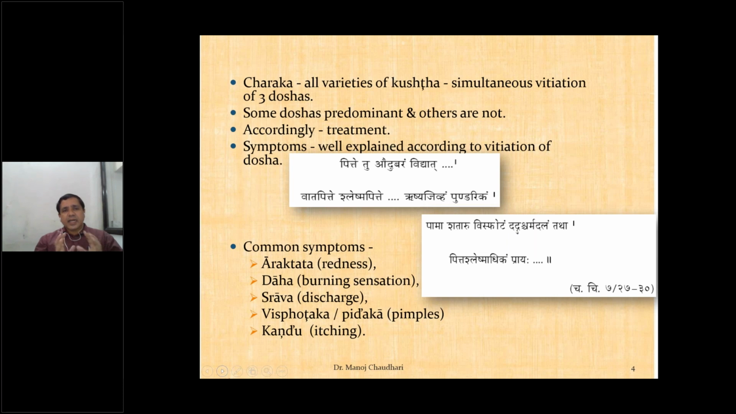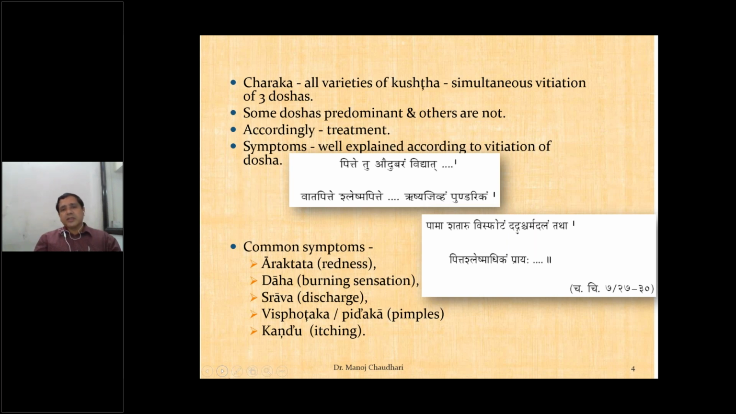Now see, just at a glance, we are seeing some glimpses here. Charaka described that all varieties of Kushtha are due to Tridosha Dushti, that is simultaneous vitiation of the Tridoshas. Some doshas are predominant and the others are not. But the Tridoshas are there, and according to the dominant one, whether it is one or two, the names are given, and accordingly the treatment or management of the diseases is given for that particular type.